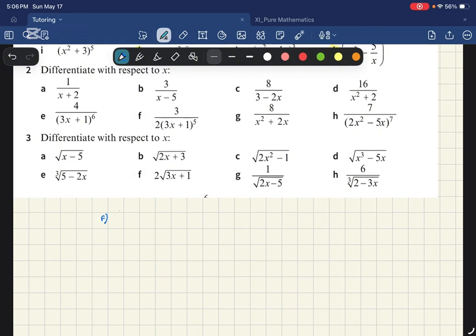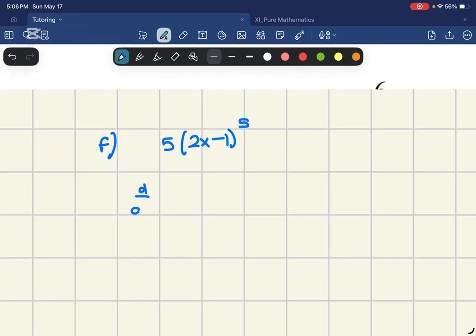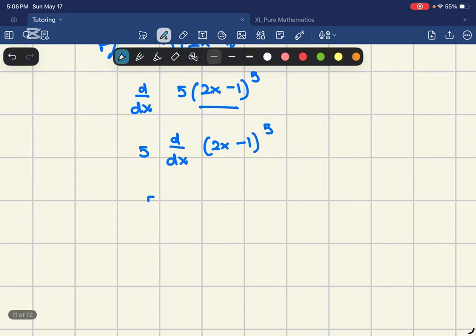So f is 5(2x − 1)^5, right? All right, so now let's differentiate. d/dx of 5(2x − 1)^5. So 5, you can bring it to the front, right? If there is a constant multiplying a function, you can bring your constant to the front. 5 times (2x − 1)^5, differentiate this. You get 5(2x − 1)^4.